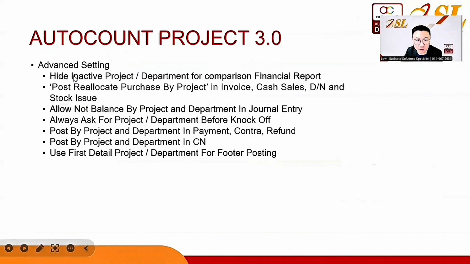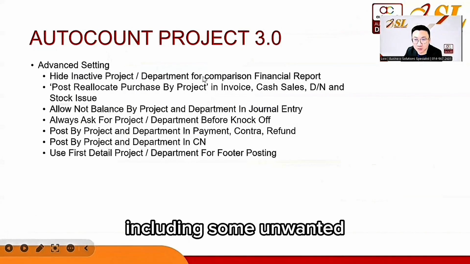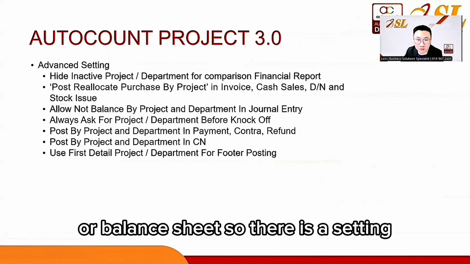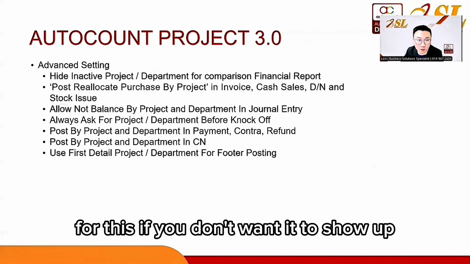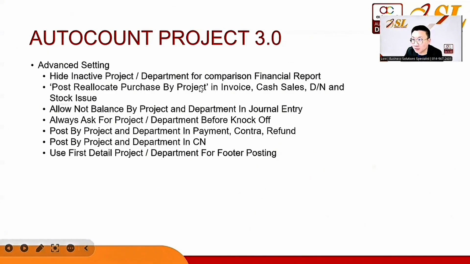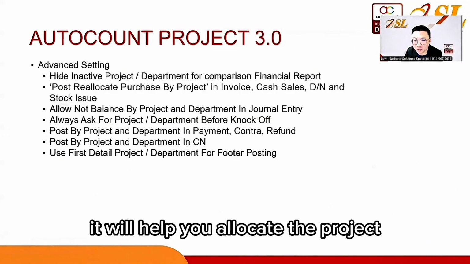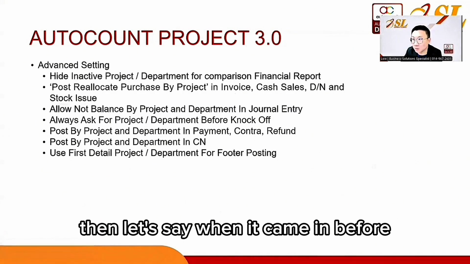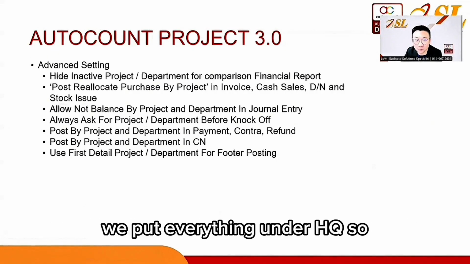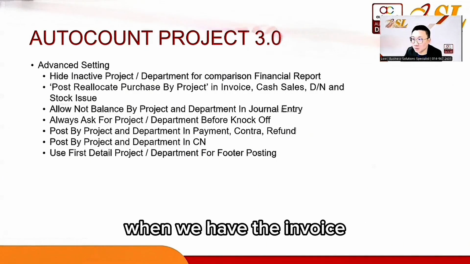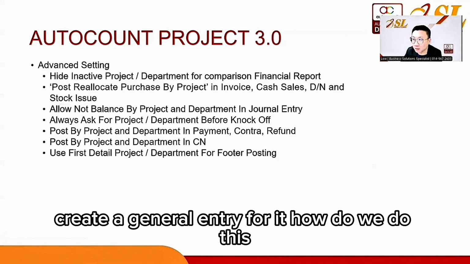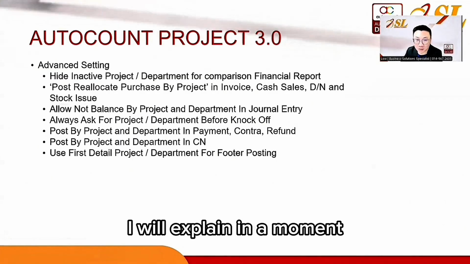This is some settings, including some unwanted projects, so we don't show them in the profit and loss or balance sheet. So there is a setting for this if you don't want it to show up in that list. The second thing is that when you create an invoice, it will help you allocate the project. Let's say when it came in before, we didn't know which project it was used for, so we put everything under the HQ project. And then when we have the invoice, we know this thing will be used in project A, then we automatically create a general entry for it. How do we do this? I will explain in a moment.